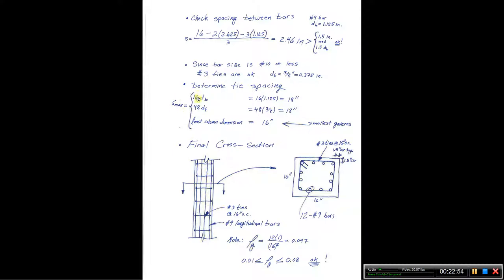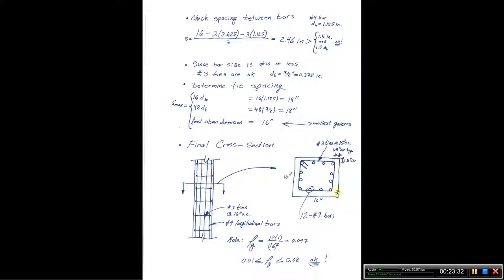And there are actually 3 criteria for how you determine the maximum spacing: 16 times the longitudinal bar diameter. Since we were using number 9 bars, those diameters are 1.125 inches. So 16 times that is 18 inches. Then we also have 48 times the diameter of the ties, which is 18 inches. And then the least column dimension, which was 16 inches. And that actually turns out to be the smallest of these 3, and so that's S max.